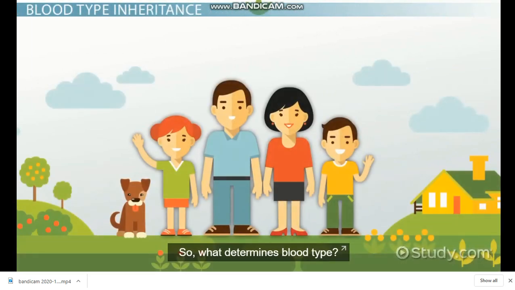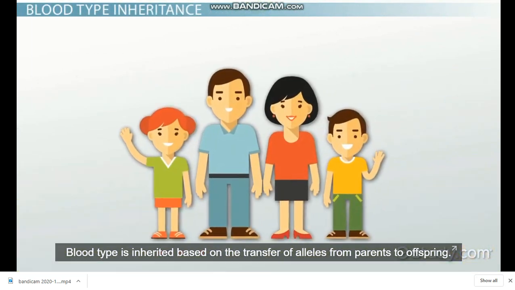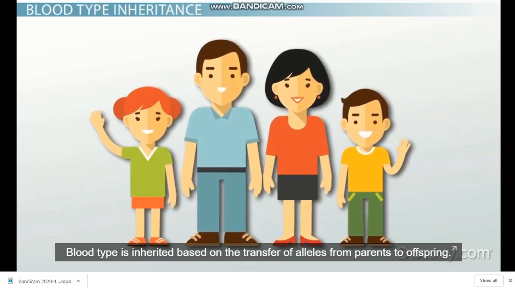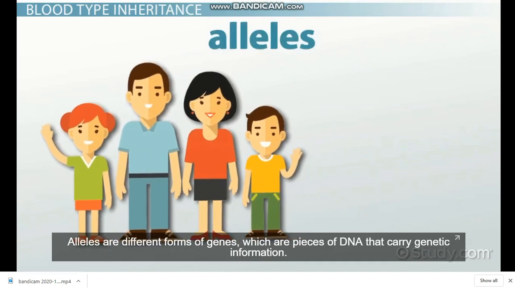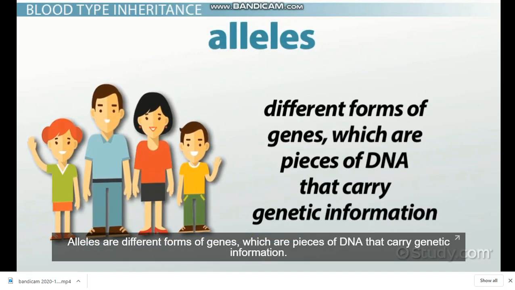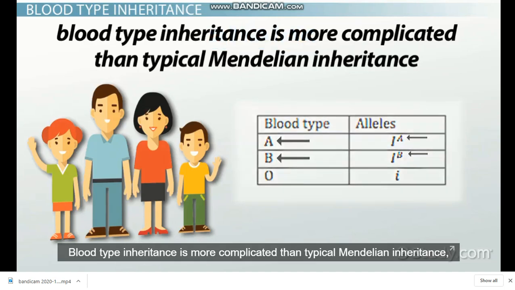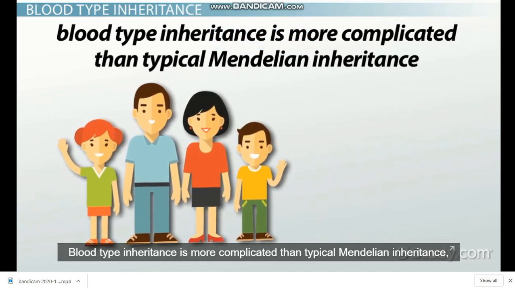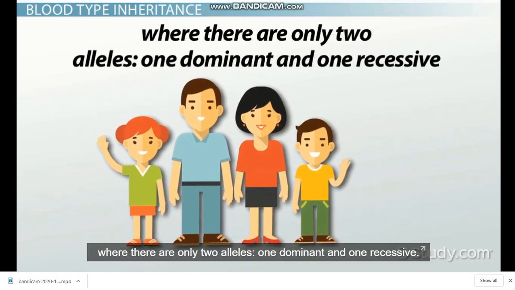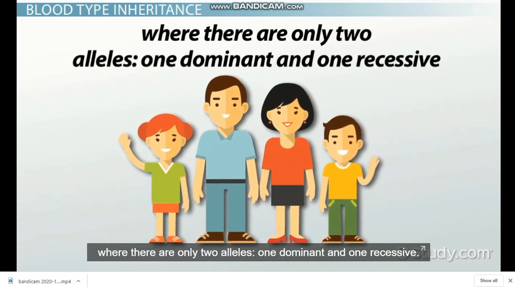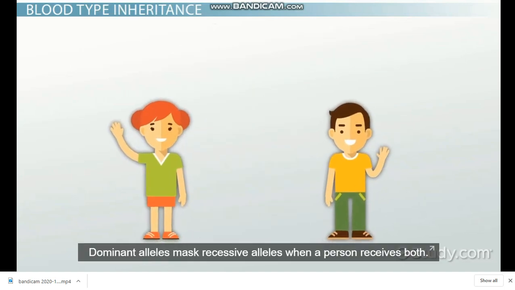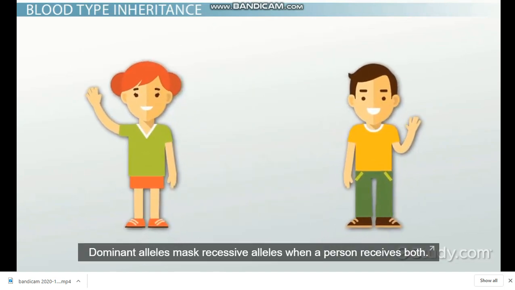So what determines blood type? Blood type is inherited based on the transfer of alleles from parents to offspring. Alleles are different forms of genes, which are pieces of DNA that carry genetic information. Blood type alleles are formally depicted with the letter I, but can be simplified by using the blood type letter. Blood type inheritance is more complicated than typical Mendelian inheritance, where there are only two alleles, one dominant and one recessive. Dominant alleles mask recessive alleles when a person receives both.